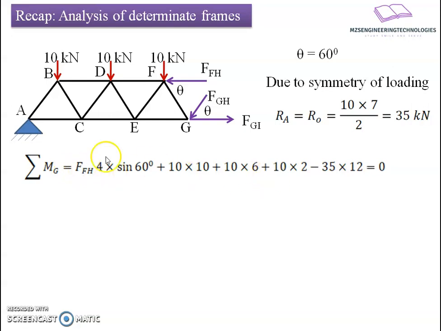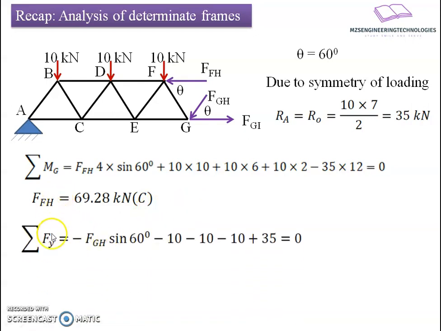It is a positive sign, whereas the reactive force of 35 kilonewton will provide a twist which is clockwise in direction, and the perpendicular distance is 4 plus 4 plus 4, that is 12. I am putting it as negative: minus 35 into 12. If I solve this equation, I find that the force in member FH is about 69.28 kilonewton, compressive in nature.